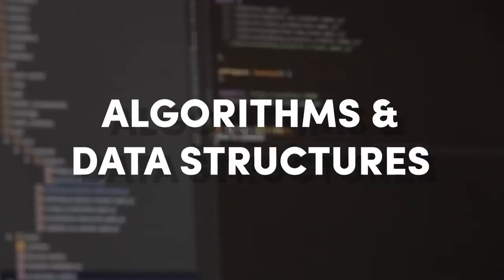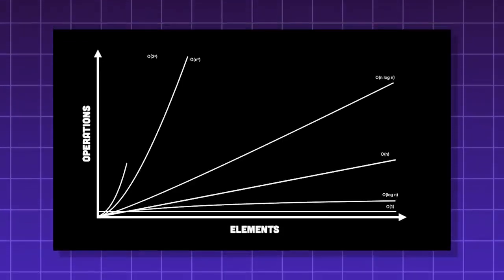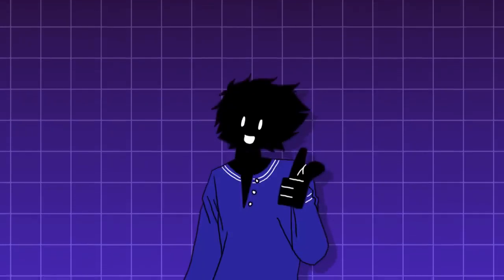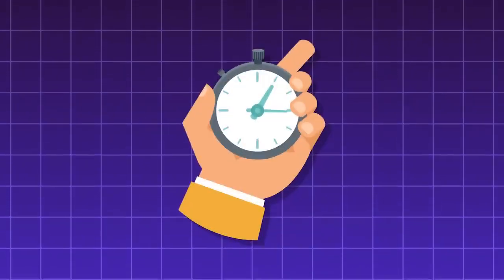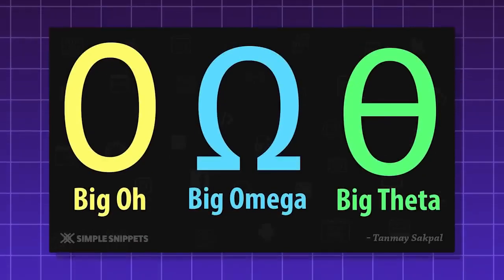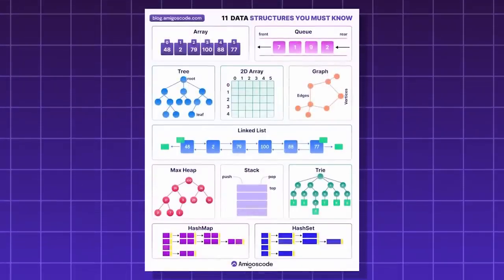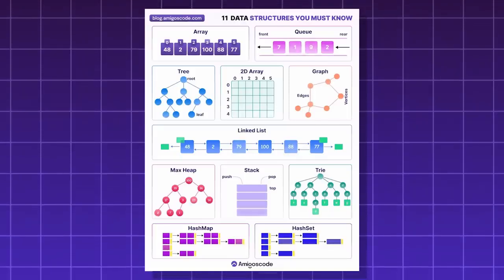Algorithms and data structures. A cornerstone in computer science is having your programs work as efficiently as possible. Key topics covered in this course are time complexity, or how long it takes for a program to run, measured in big O, big omega, or big theta. Data structures such as arrays, linked lists, stacks and queues, trees, or graphs.